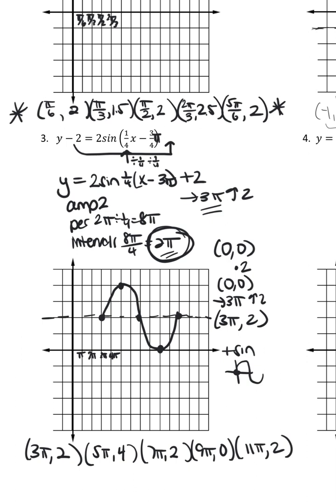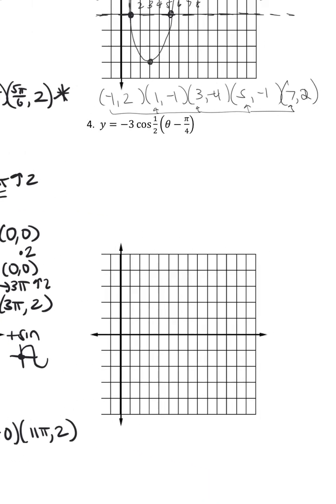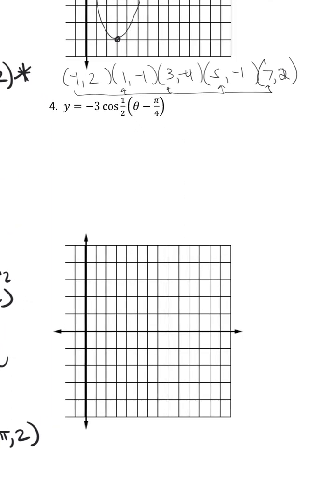And again, no need to change the scale. I just think it's easier when it's something that I can shift on without worrying about if I'm a fraction of a box. And last but not least, y equals -3 cosine half theta minus pi over 4.